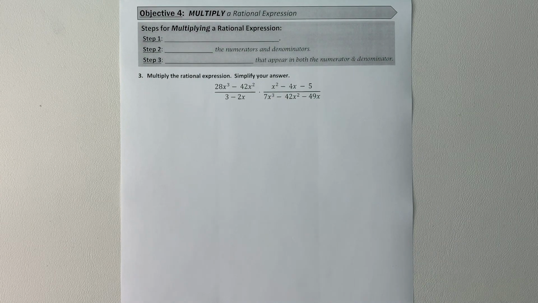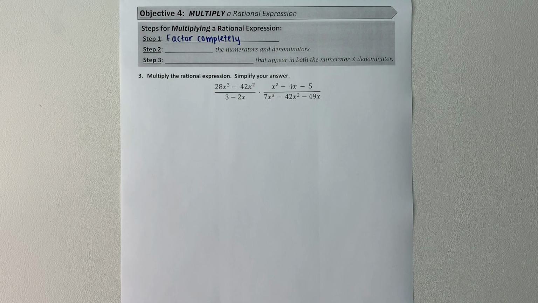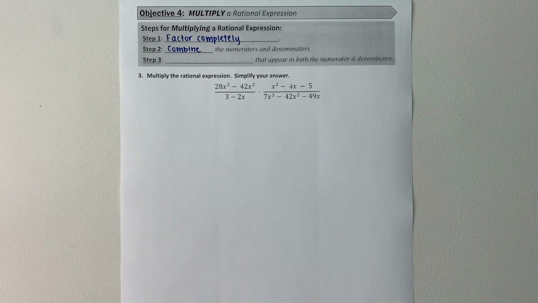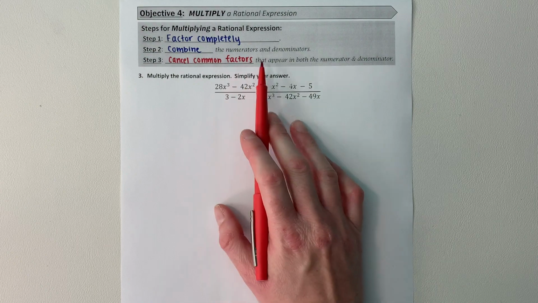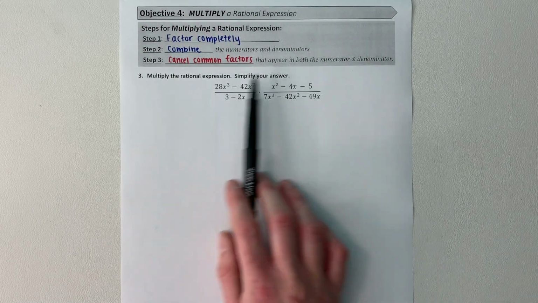When the instructions ask you to multiply a rational expression, for step 1, we factor completely. For step 2, we combine the numerators and the denominators, and we'll see an example of this shortly. And for step 3, we cancel common factors that appear in both the numerator and the denominator. So let's take a look at an example. We're asked to multiply the rational expressions.